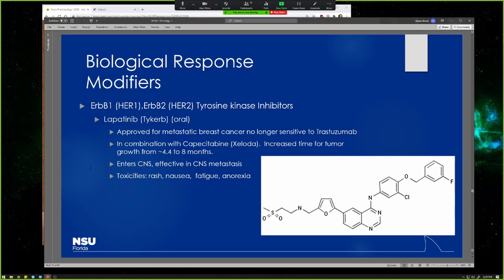And again, you can see, just as an example, if you combine capecitabine, which is a drug we talked about previously, along with something like this, you can see that the tumor growth time, the doubling time, goes from 4.4 months to 8 months, right? So basically decreasing by 50% there. So it takes that much longer for it to grow. So really important for cell proliferation and growth are these tyrosine kinase receptors. Again, very mild in terms of side effects as compared to a lot of other things that we have seen so far.